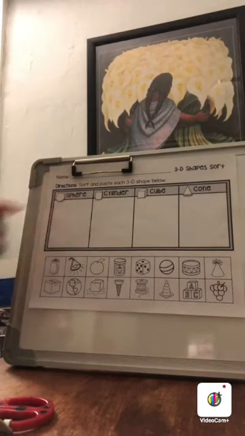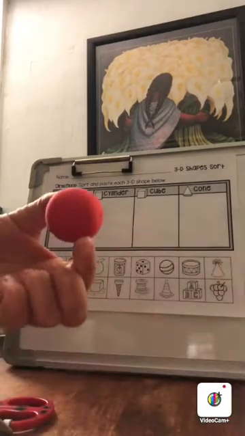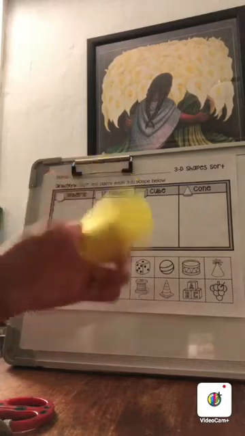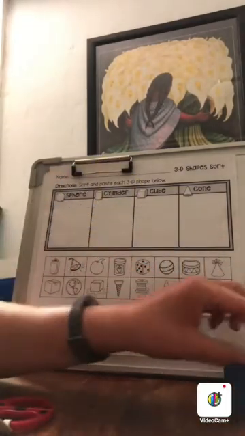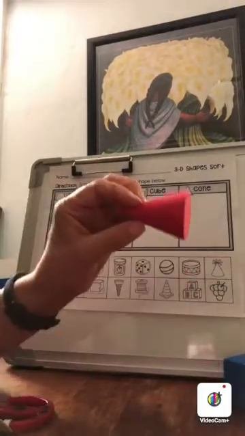So the first one is a sphere. So that one's like the ball. The second one is a cylinder, like the can. The third one is a cube, and the fourth one is a cone.